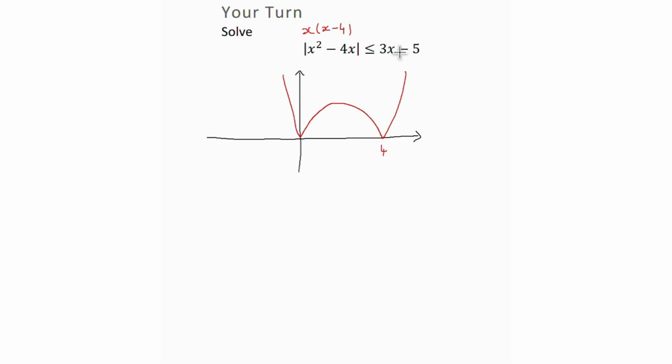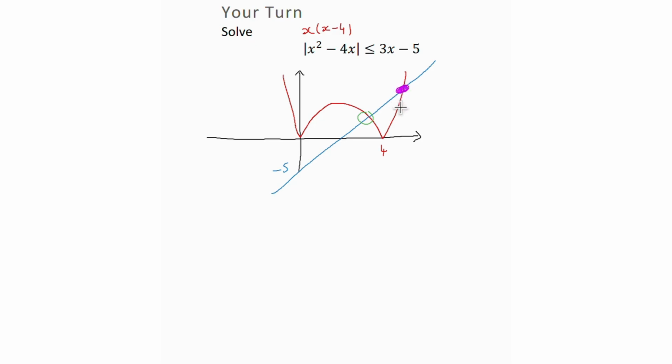And then 3x minus 5, from y equals 3x minus 5, is going to come down something like this. It's going to go through minus 5 down here. And we can see that there are 2 points of intersection. So we're going to need to look at each of those points of intersection in turn. This point of intersection here, let's look at that one first.